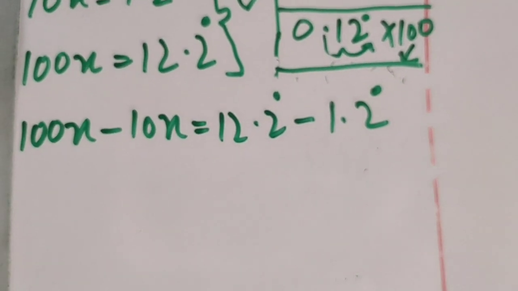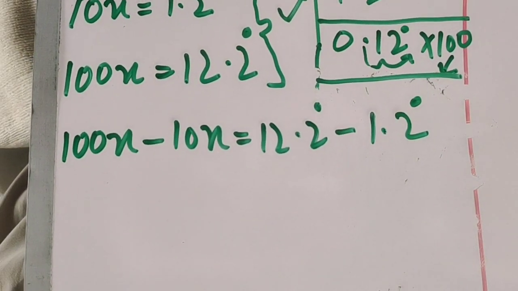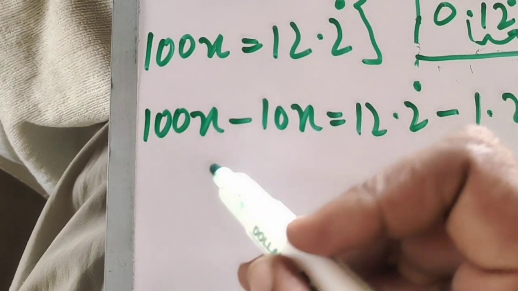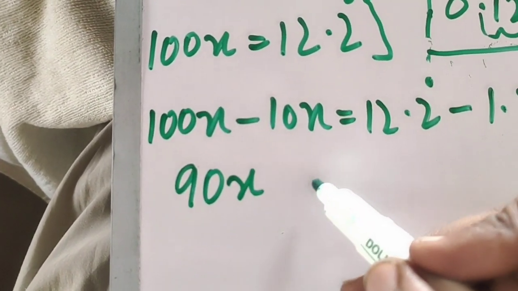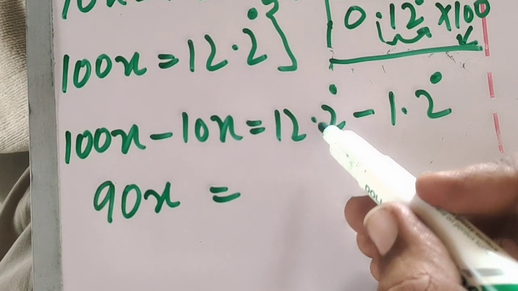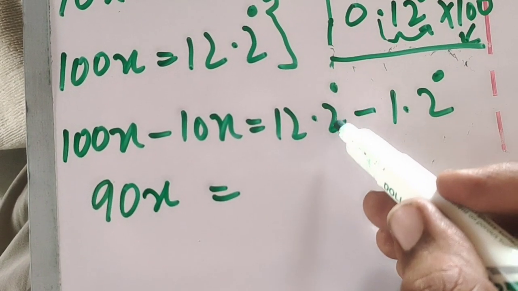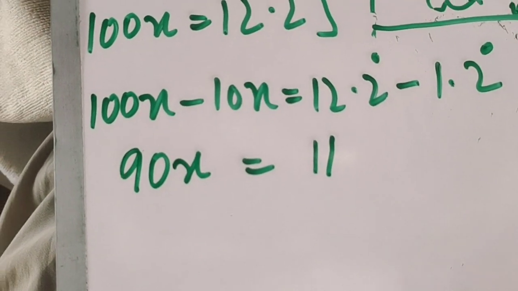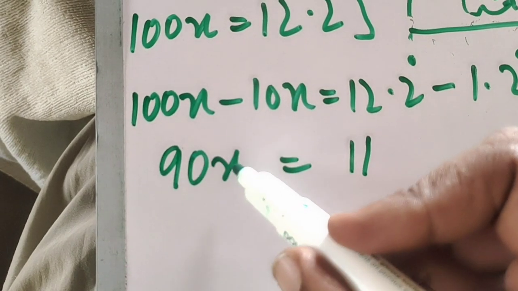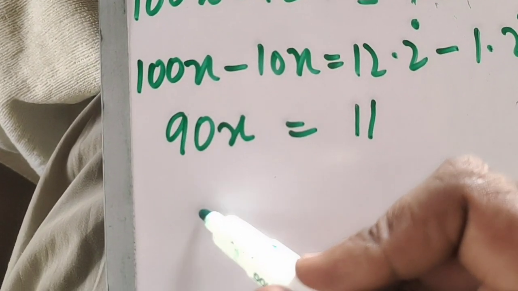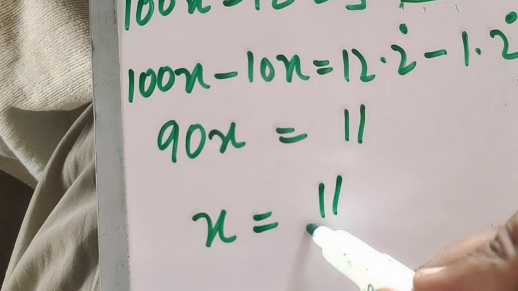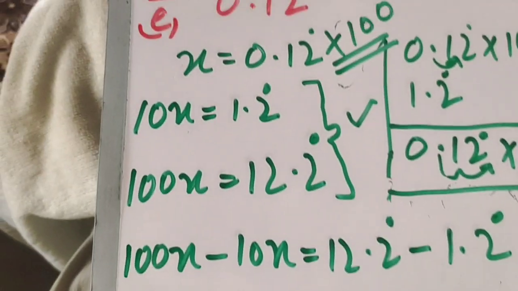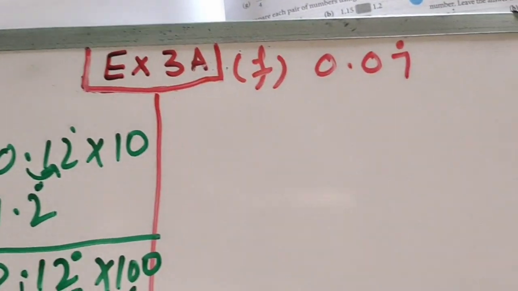12.2 dot minus 1.2 dot. So students, now we have to subtract it. 100 minus 10 is 90. x is equal to 12 minus 1, 11, and 2 dot minus 2 dot is 0. So the answer will be 11.0 or 11. Now the equation will be, as 90 is multiplying with x, it will go to the other side and get divided. x is equal to 11 by 90. So this is the fraction we obtained from part E. Now we move toward part F.